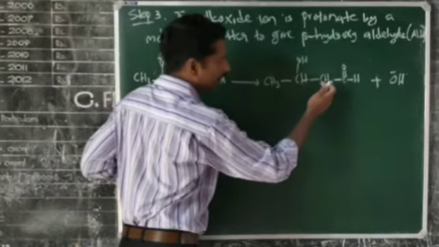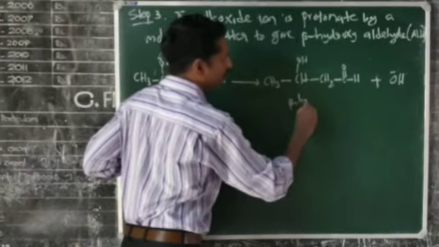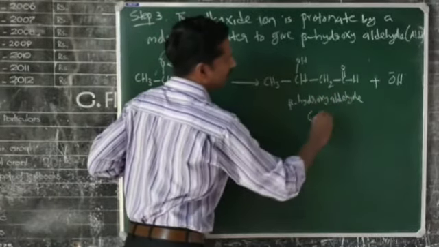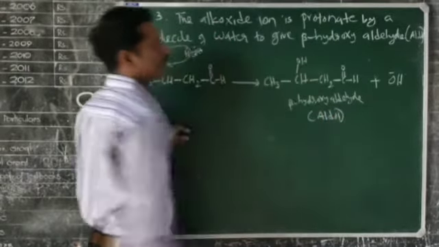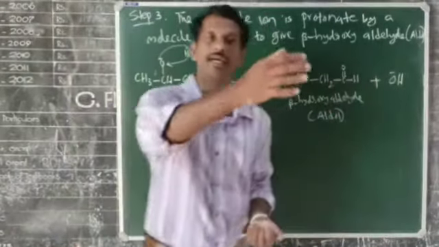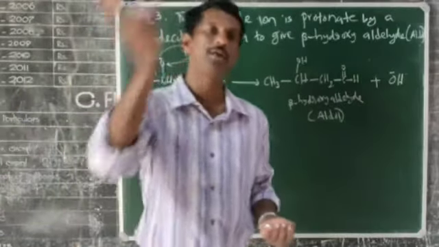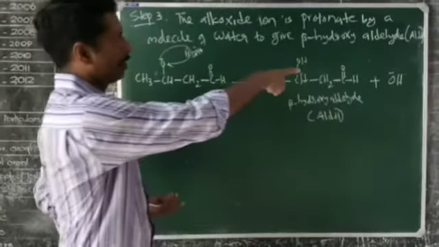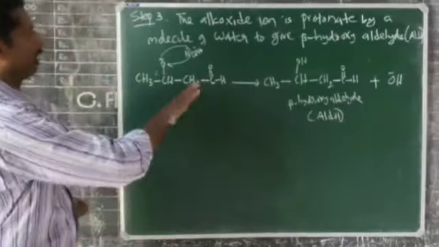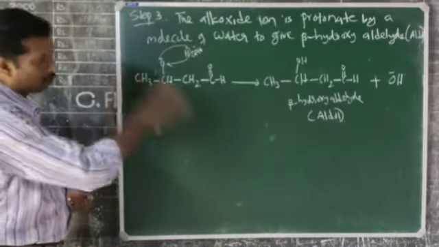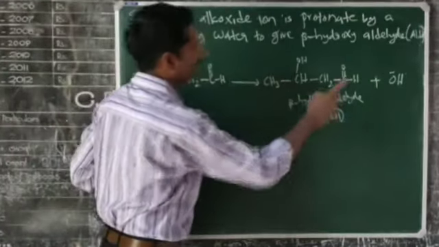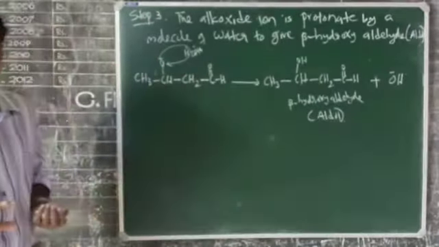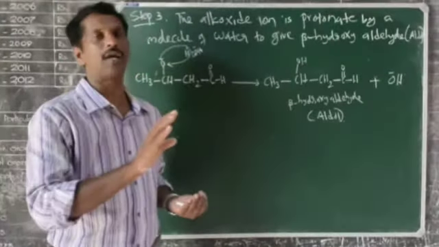Now, what is this one? The CO group attached to the alpha carbon: beta hydroxy aldehyde, or this is aldol. Plus, what will be generated? Our base is generating. In the first step the base OH minus is used, and now you can see that OH minus is regenerated. This is the formation of beta hydroxy aldehyde, aldol.